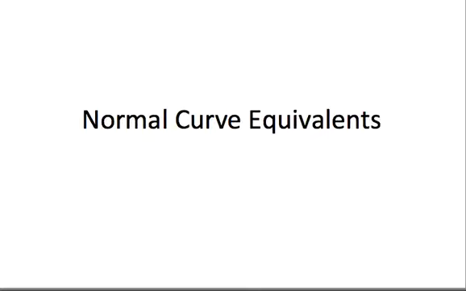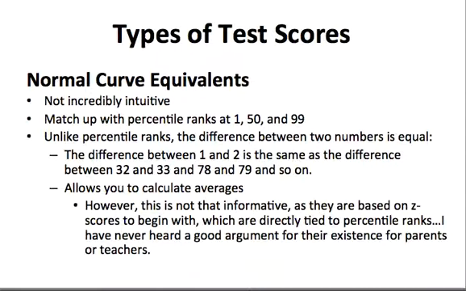Now this brings us to our last measure, and another one that again isn't that great, not very intuitive. It's very similar to scaled scores, it's just another type really, but they're called normal curve equivalents. And basically what it does is it takes the z-score and matches it up. So a score of 99 equals the 99th percentile, a score of 50 equals the 50th percentile, and a score of 1 equals the 1st percentile. But everything else doesn't match up.